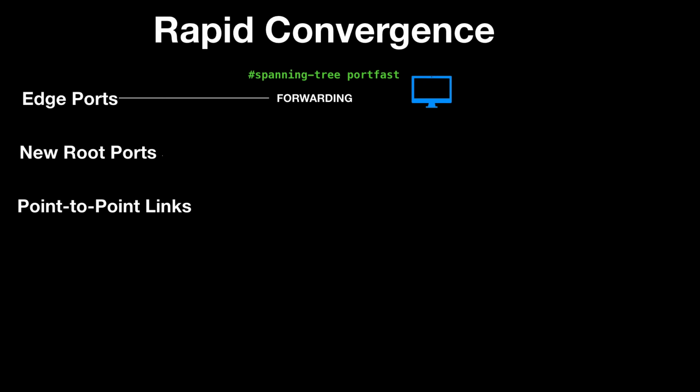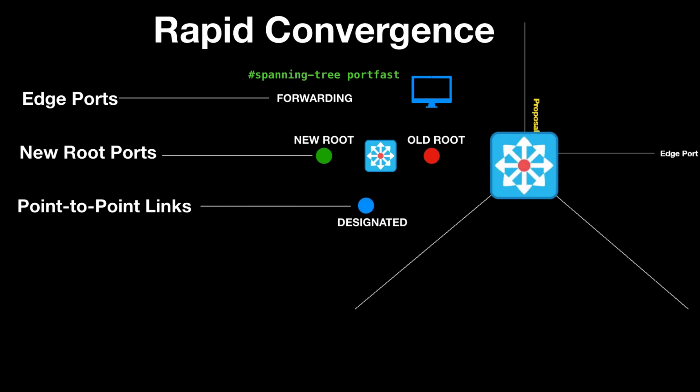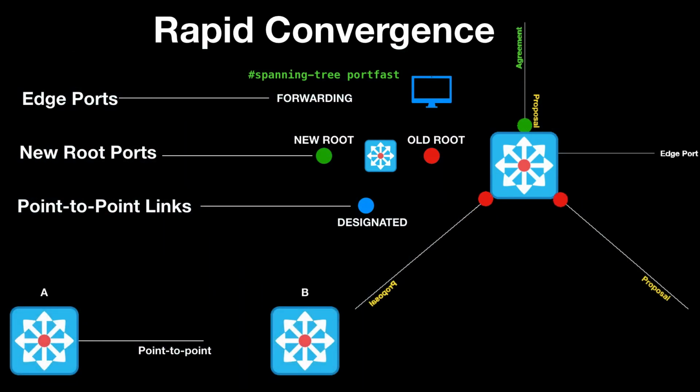Root ports. If the RSTP selects a new root port, it blocks the old root port and immediately transitions the new root port to the forwarding state. Point-to-point links. If you connect a port to another port through a point-to-point link and the local port becomes a designated port, it negotiates a rapid transition with the other port by using the proposal-agreement handshake to ensure a loop-free topology. Proposal and agreement handshaking for rapid convergence.